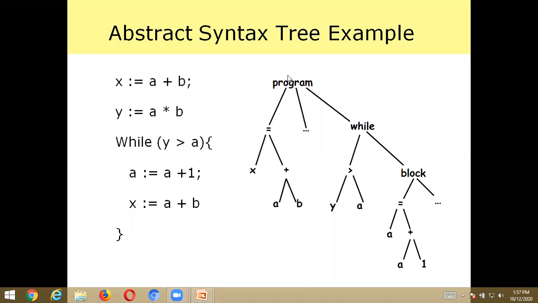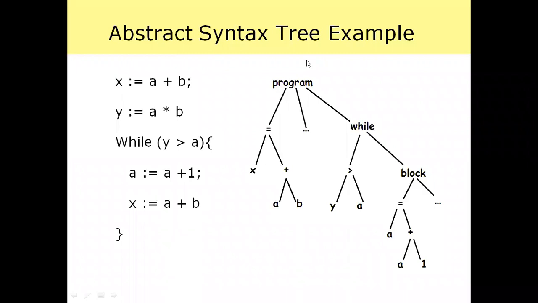Once you all see the slide here, it consists of an example, an abstract syntax tree example. The source code is x = a + b, y = a * b, while y > a and a = a + 1, x = a + b. The code is a combination of three address statements, and with the three address statements I am implementing an abstract syntax tree.